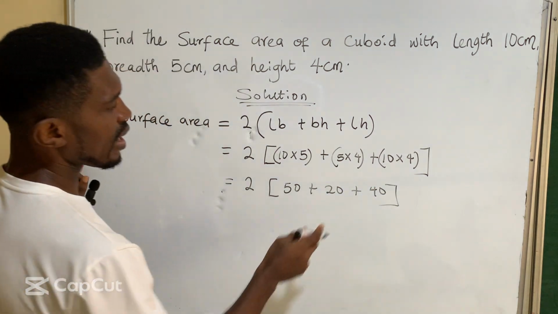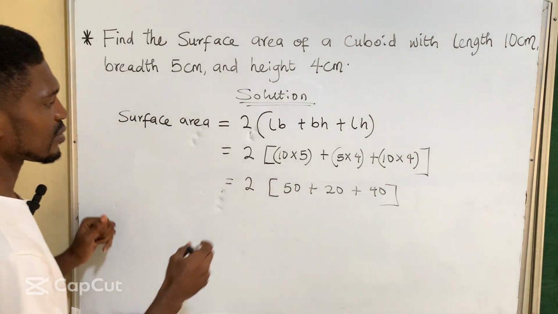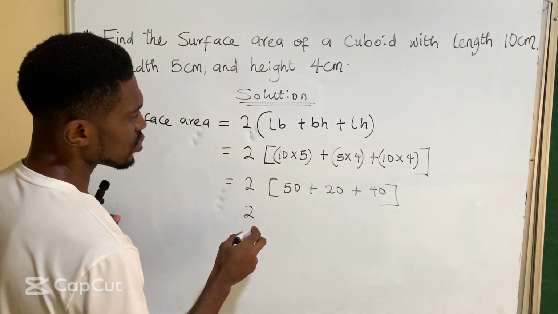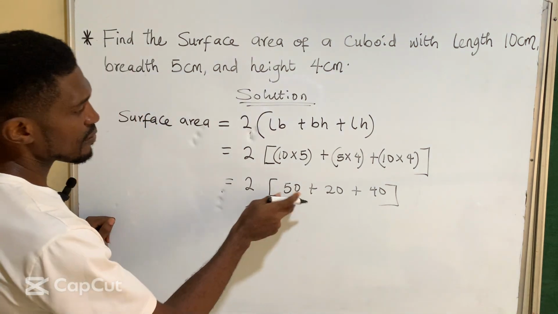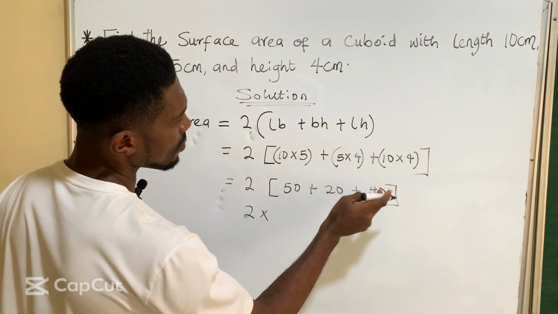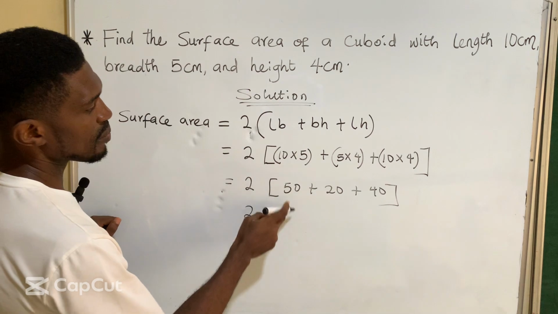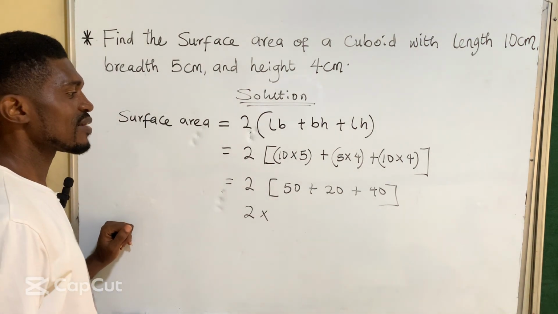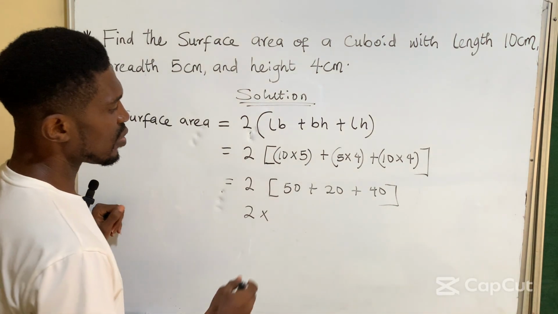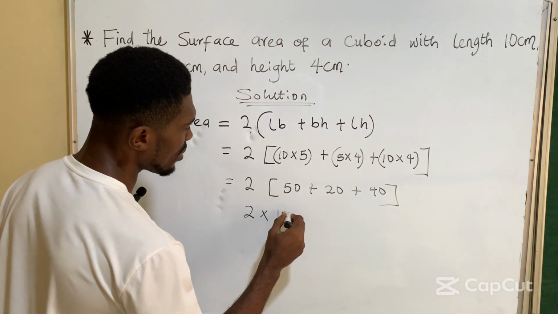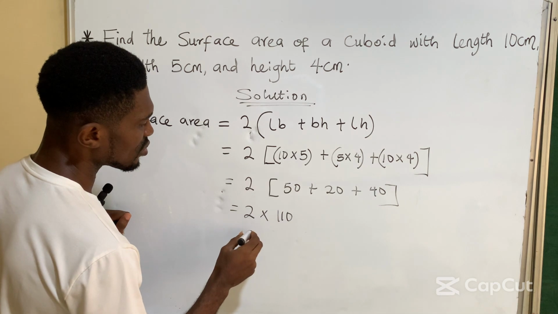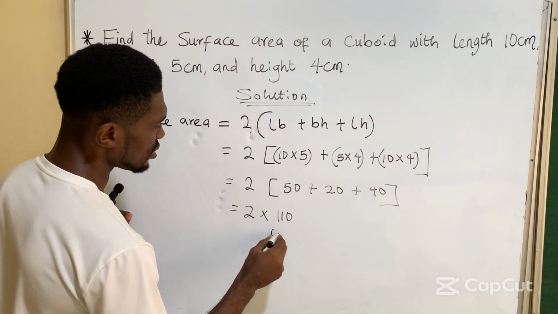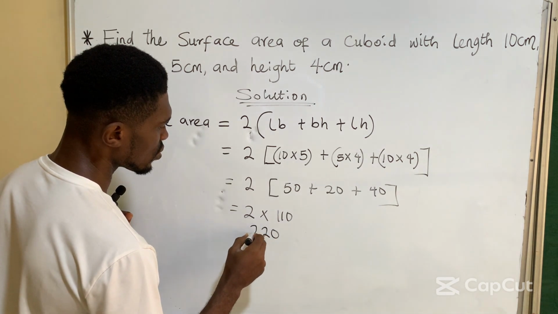So now let's remove our square bracket. We'll have 2 multiplied by 50 plus 20 plus 40. 50 plus 20 is 70. 70 plus 40 is 110. So we multiply by 110. We'll have 2 times 110, which is 220.